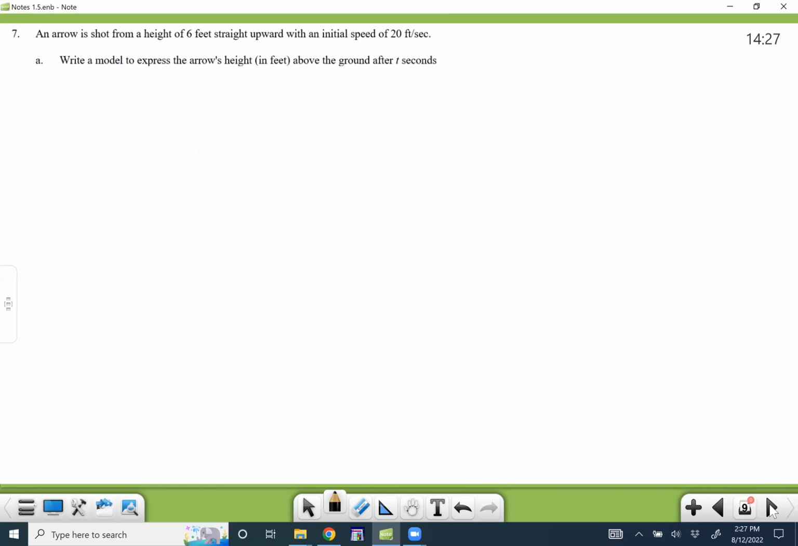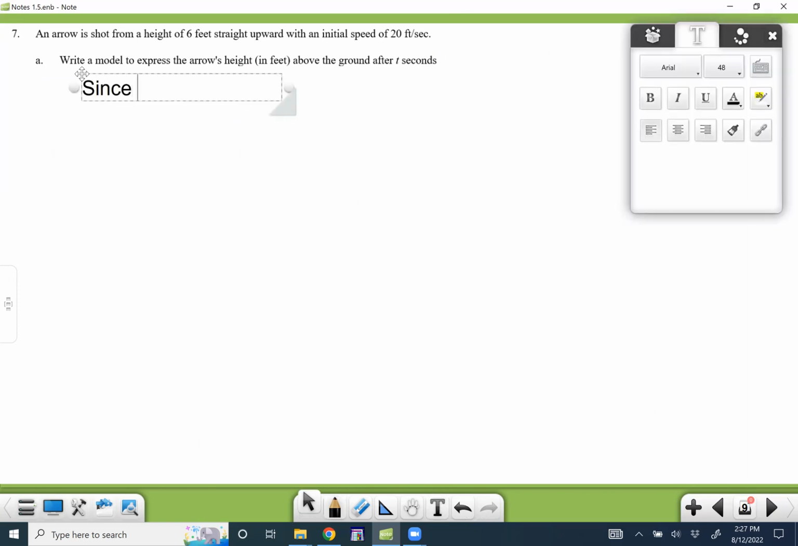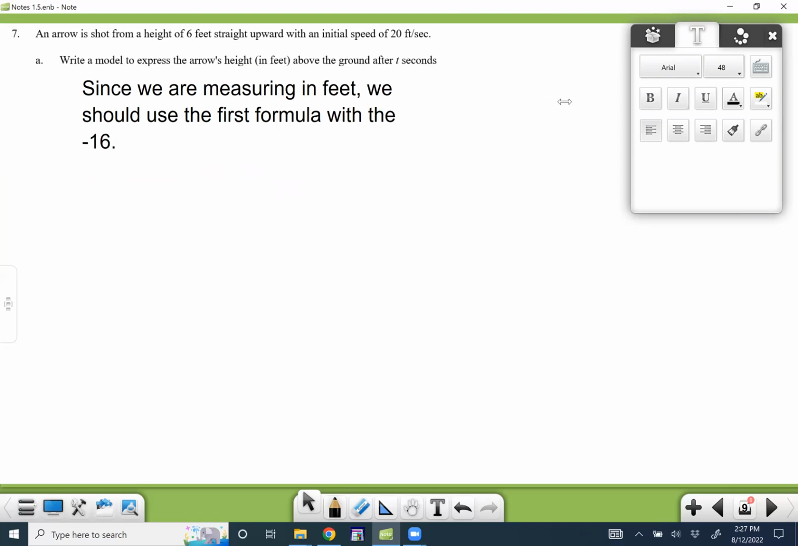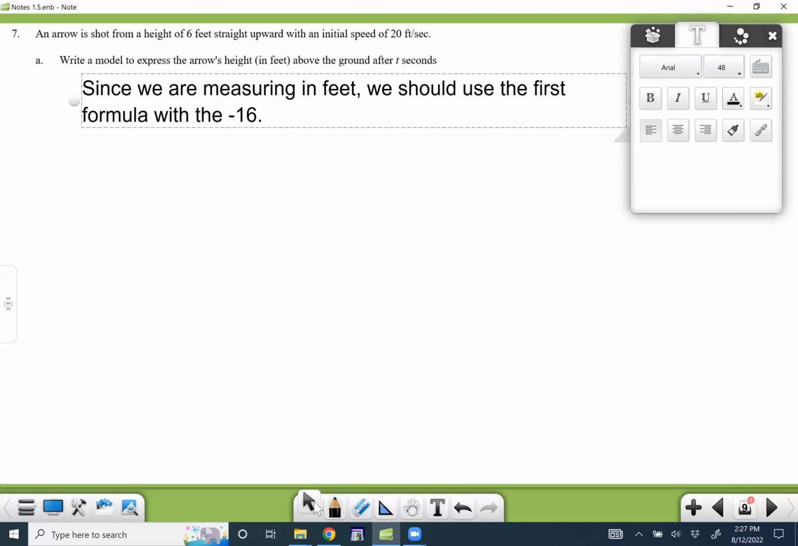Okay. An arrow is shot from a height of 6 feet straight upward with an initial speed of 20 feet per second. So because we're measuring in feet, we want to make sure that we use the first formula with the negative 16. You've got to read through and decide, okay, which one of those am I going to be using?